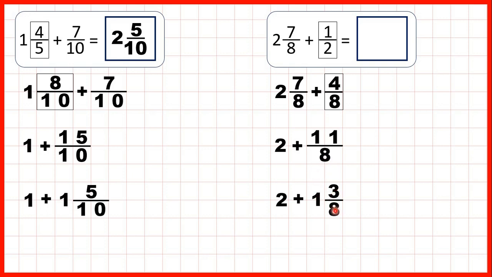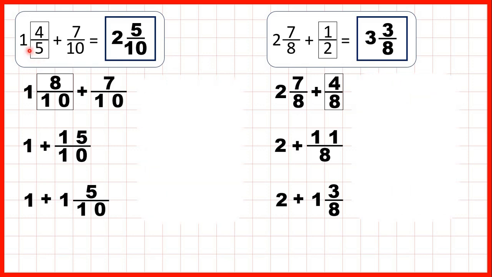That's 1 3/8, because 11 divided by 8 is 1 remainder 3, or 1 times 8 is 8, then we need 3 more to get to 11. So now 2 plus 1 is 3, the 3/8 stays the same, so our answer is 3 3/8.